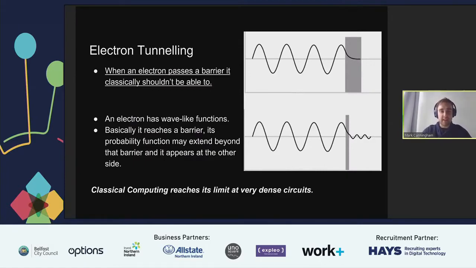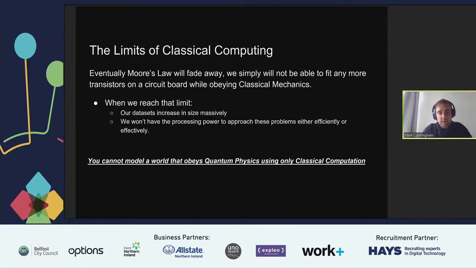So we can see here that classical computing reaches its limits at very small, dense circuits. When we reach that, our data sets increase in size massively, and we won't have the processing power to approach these problems either efficiently or effectively, because we literally can't get any smaller or fit any more computing power into a small space. And the bottom line is that you simply cannot model a world that obeys quantum physics using only classical computation.